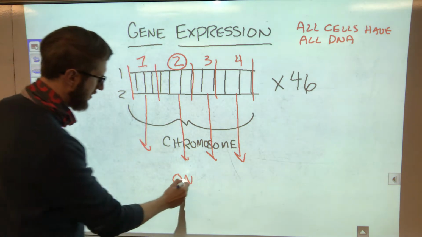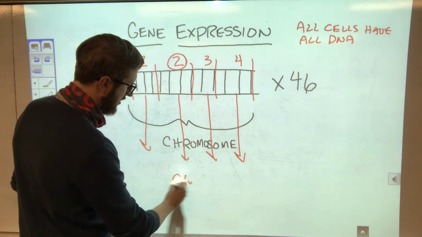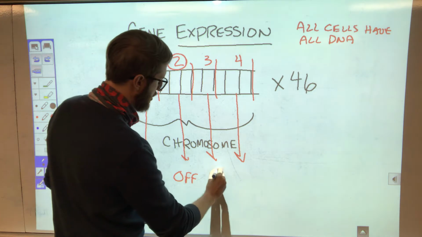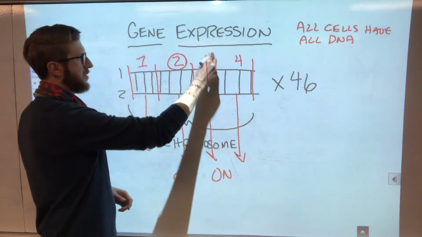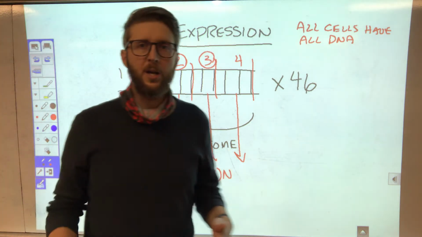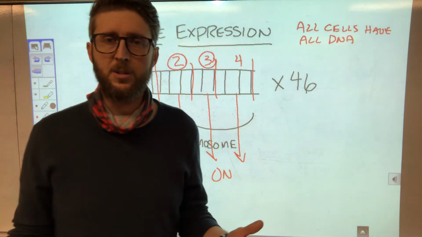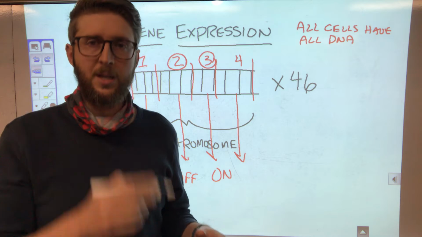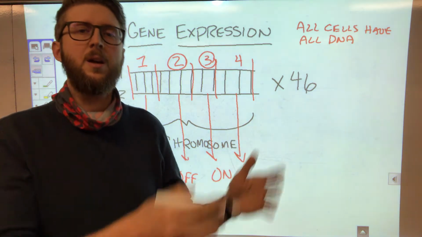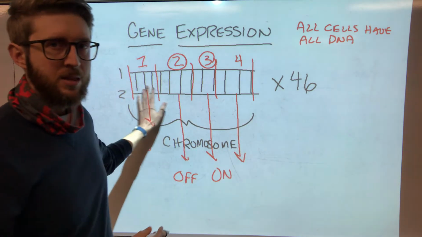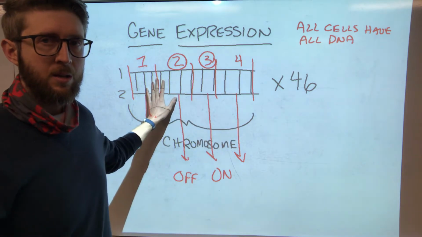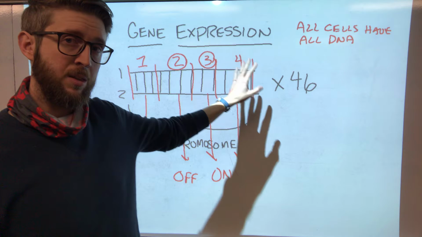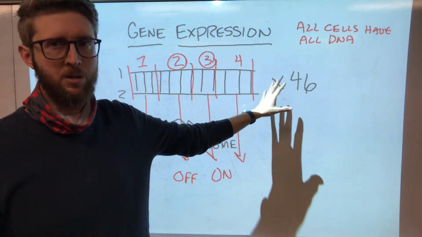Now, if you were to turn this off and turn gene 3 on, then it would no longer be a hair cell, it would be something else, okay? So the type of cell that something is depends on which genes in the DNA are turned on and which are left off. You turn on the hair cell genes, it becomes a hair cell. You turn on the heart cell genes, it becomes a heart cell.